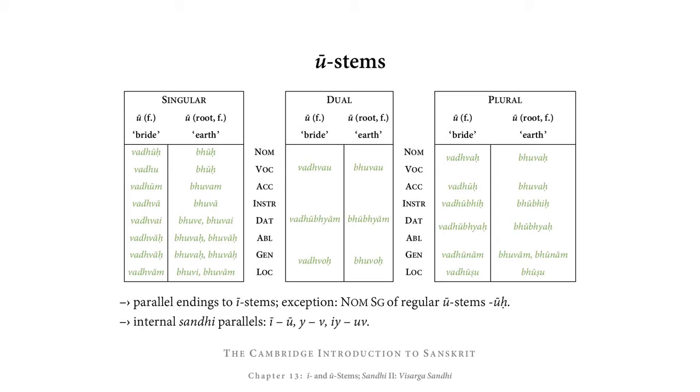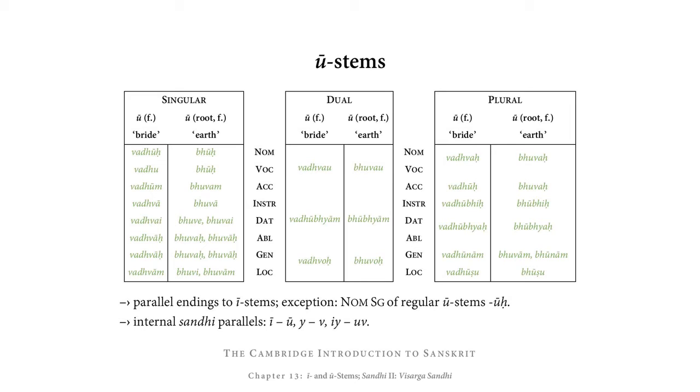So we have a regular long U stem, bride: wadur, wadu, wadhum, wadwa. Notice here we have the u changing into a w: wadwa, wadwai, wadwach, wadwam. In the dual, wadwau, wadubiam, wadwoch, with the u either staying a long u or in front of another vowel changing into a w. And then in the plural we have wadwach, wadhuch for the accusative, wadubich, wadubiach, then genitive wadhunam and locative wadhushu, with once again the su changing into shu after one of the ru key vowels, namely after u.